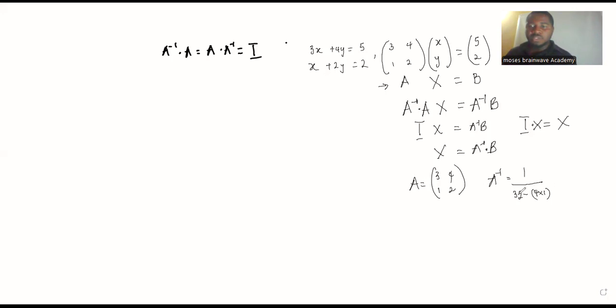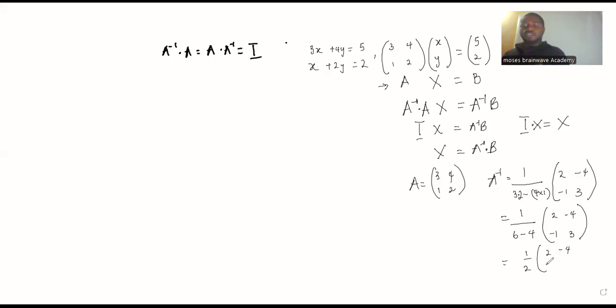So we have 3 multiplied by 2, then I will interchange the diagonals. I have 2 and 3, then negate the other two, so I negate this and this. Now this automatically becomes our inverse. So this is 1 all over 6 minus 4, into 2, minus 4, minus 1, and 3. Fantastic. So this is just 1 all over 2, into 2, minus 4, minus 1 and 3. This automatically becomes the inverse.